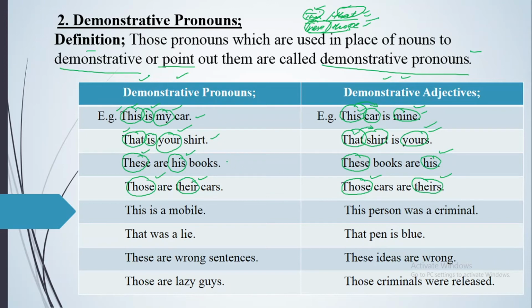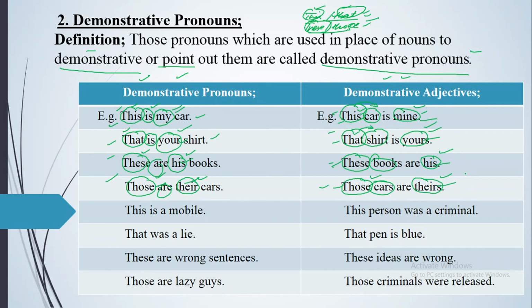So keep these two things in your mind. If after this, that, these, those the be forms come, is or are, that is used as a demonstrative pronoun. And if after this, that, these, those the nouns come, then they are known as demonstrative adjectives. And if you are using demonstrative pronouns, you must use possessive adjectives. And if you are using demonstrative adjectives, you must use possessive pronouns. So this is the difference.